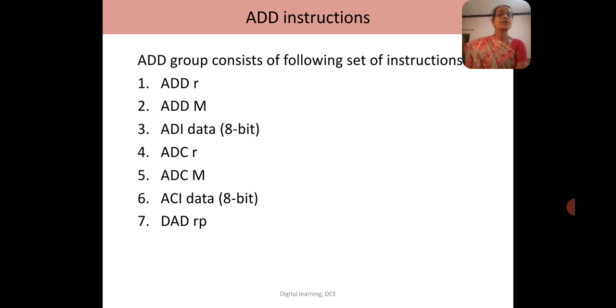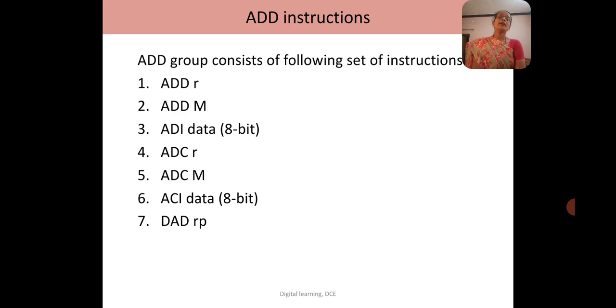Addition group of instructions consists of the following set of instructions. First one is ADD R. ADD is the mnemonic for addition. ADD R means it will add the content of given register with the content of accumulator and stores the result in accumulator. ADD M means it adds the content of memory location pointed by HL register pair with the accumulator content. ADI data means it adds immediately 8-bit data given in the instruction to the accumulator.